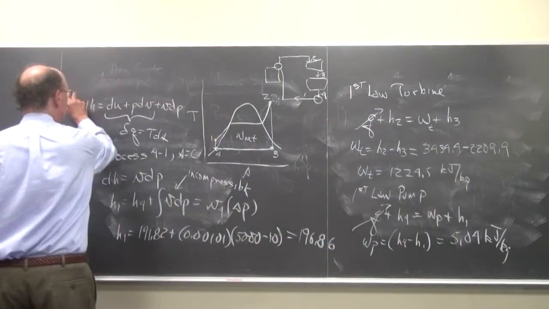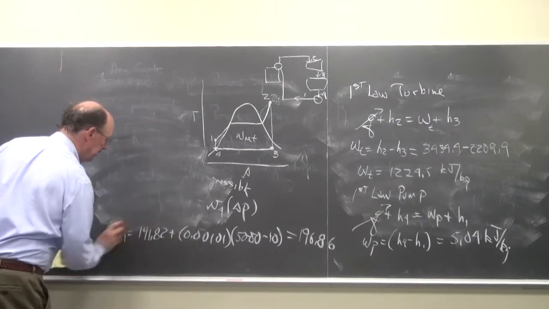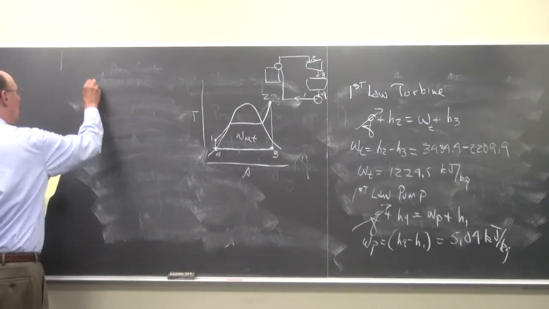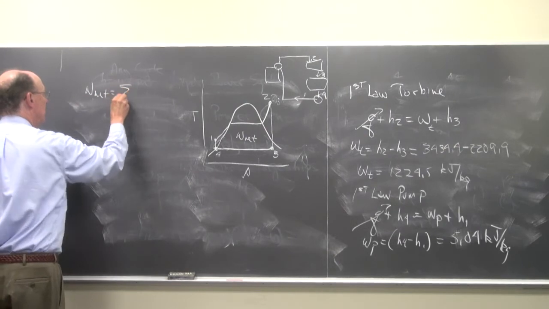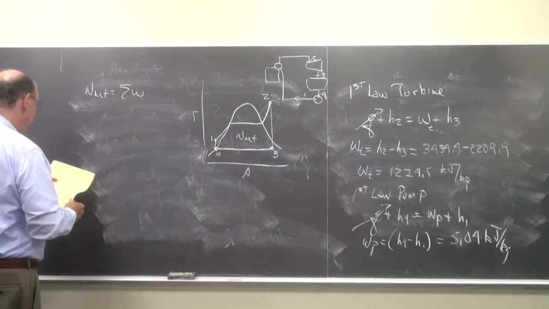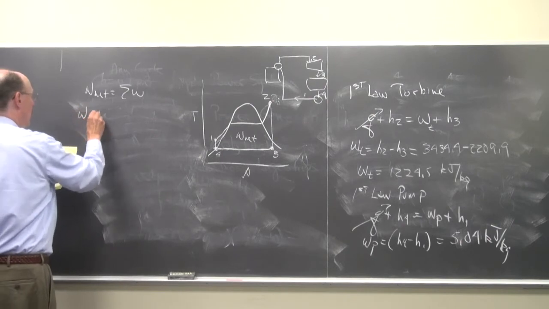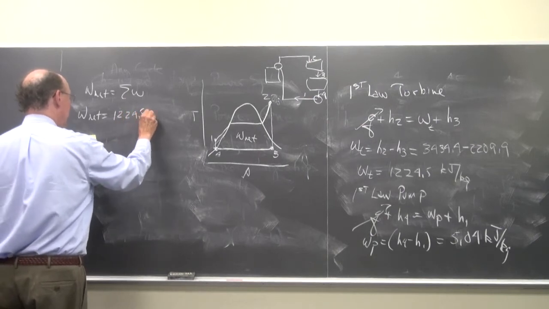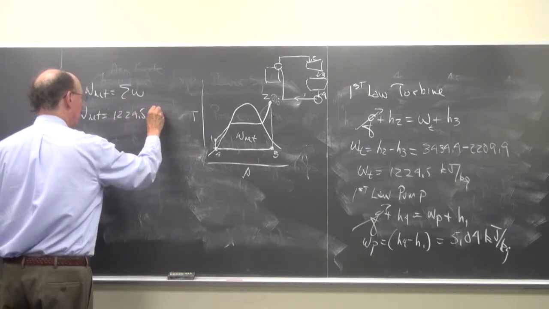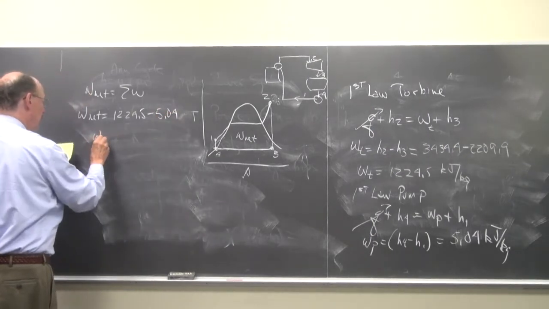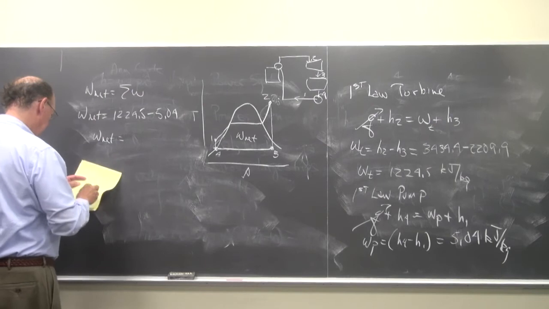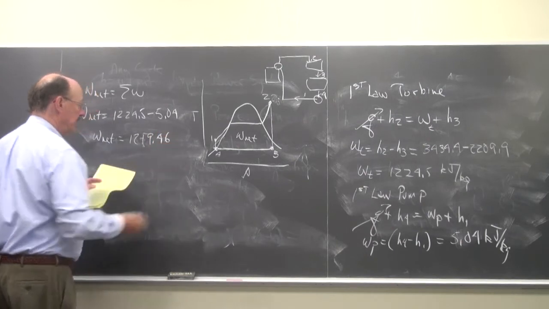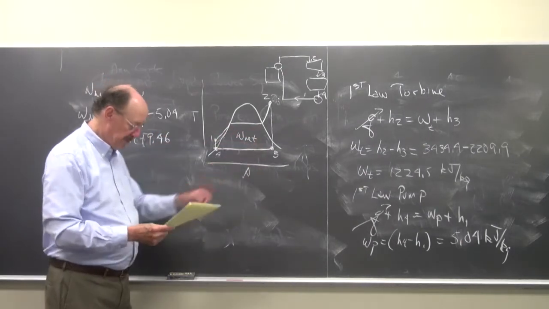And then the net work is the sum of the two. W net is equal to the sum of the W's. So I end up with W net equal to 1224.5 minus 5.04, so W net is equal to 1219.46. So that's the net work. We're assuming some of the turbine work is used to do the pump work.